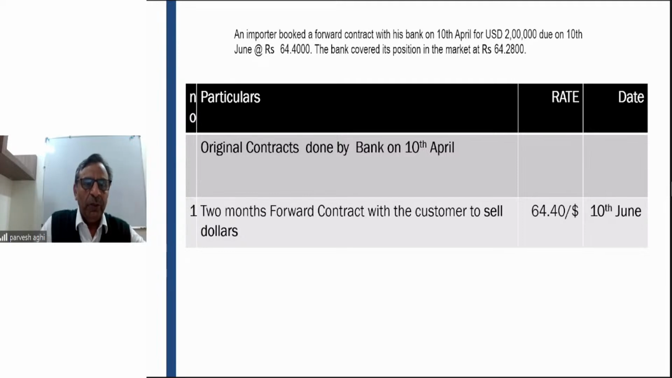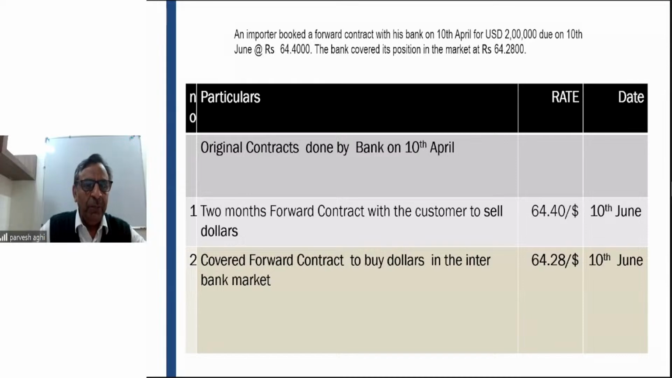So that means the bank entered into a 2 months forward contract with the customer to sell the dollars. At the same time, they covered themselves by a forward contract to buy dollars in the interbank market. Okay, so they bought at 64.28. They did everything on 10th April, but they entered into a forward contract to buy dollars for a period of 2 months. So they bought the dollars at 64.28. So these were the two contracts which the bank entered into when you approached the bank for a forward cover to buy dollars, and the bank sells to you.